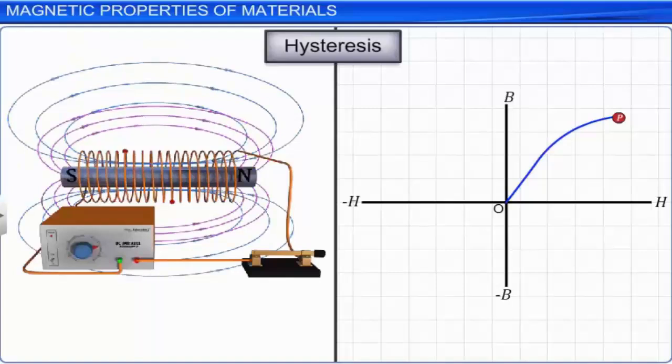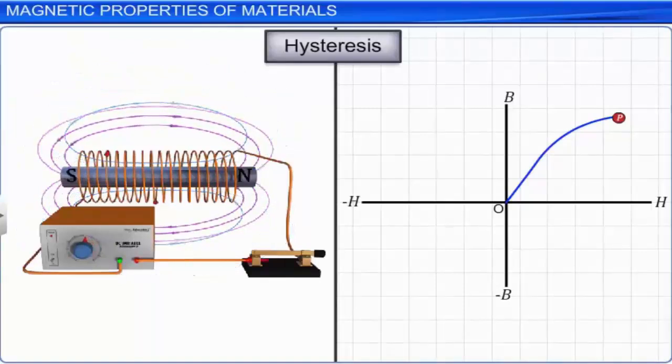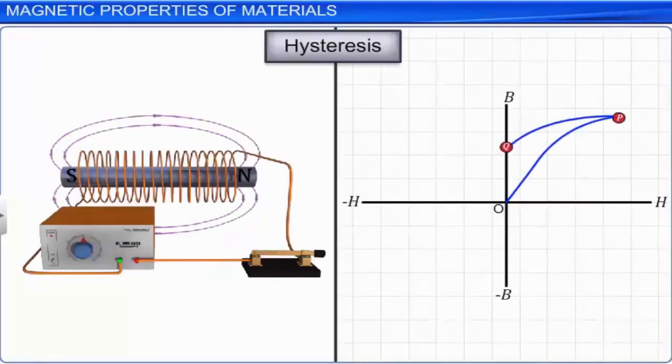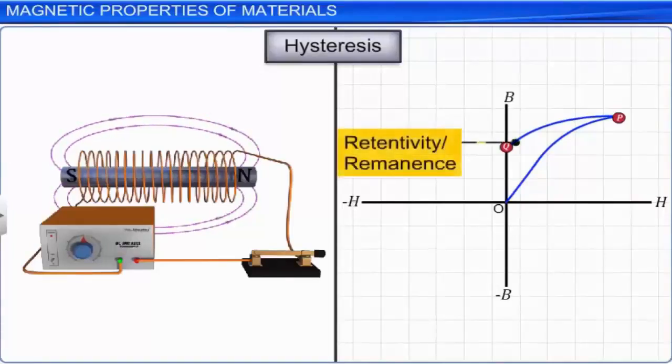By reducing the current through the solenoid, the applied magnetic field H decreases to 0. When H is equal to 0, the magnetic field strength in the ferromagnetic material, B, is not equal to 0, and this is represented by the curve PQ in the graph. And the value of B at H equal to 0 is called retentivity or remanence.